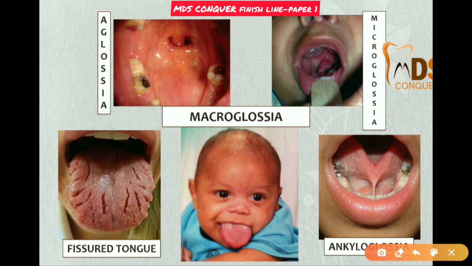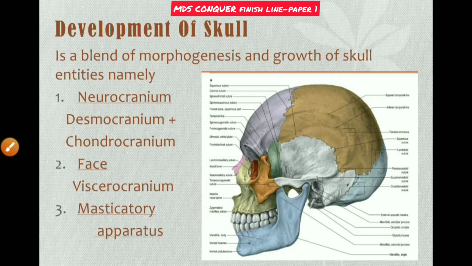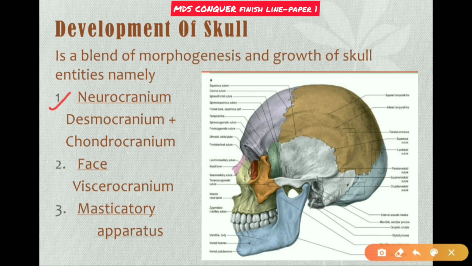So these are the anomalies of the tongue like aglossia, microglossia, macroglossia, fissured tongue, and ankyloglossia. Then coming to the development of the skull, here you can see this morphogenesis can be blended into neurocranium plus desmocranium plus chondrocranium, then face, viscerocranium, and masticatory apparatus. It is a blend of morphogenesis and growth of skull entities.